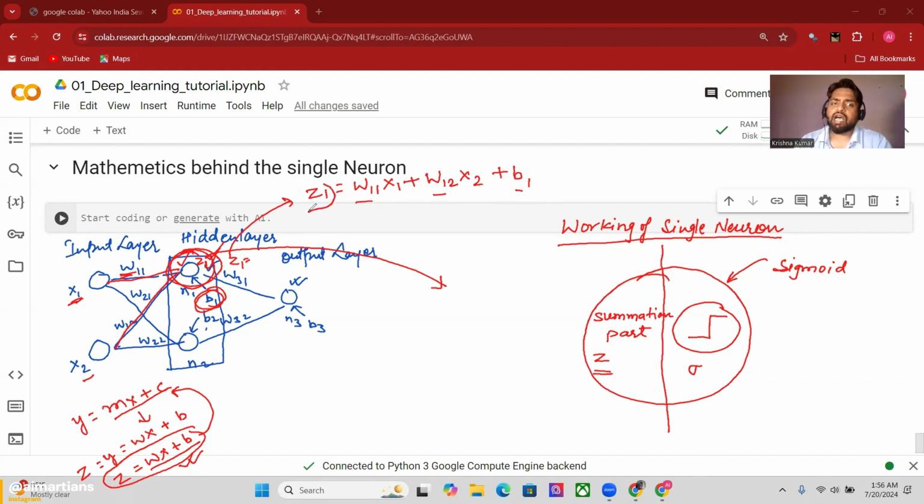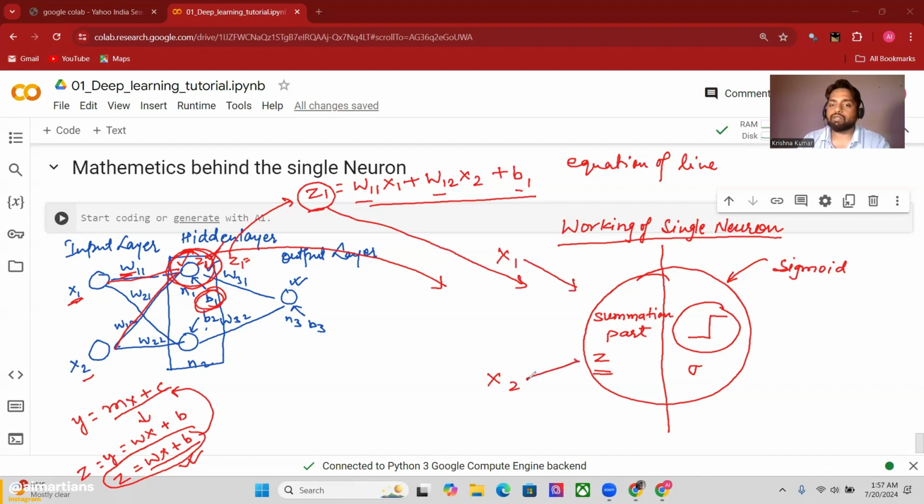So this is our summation part. This is a simple equation of line. We are delivering that equation of line in this neuron. I'm zooming into this neuron and showing you what happens. If I draw a clear image, I'm delivering x1 and x2 with weight w11 and weight w12. And here some calculation happens. This neuron has two parts. The summation part simply calculates this whole formula.